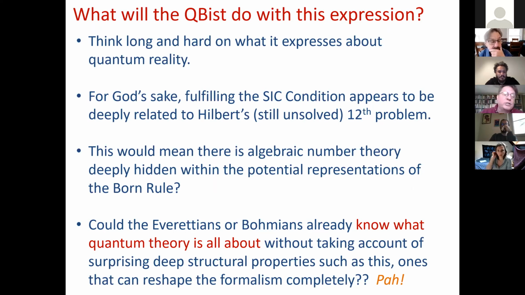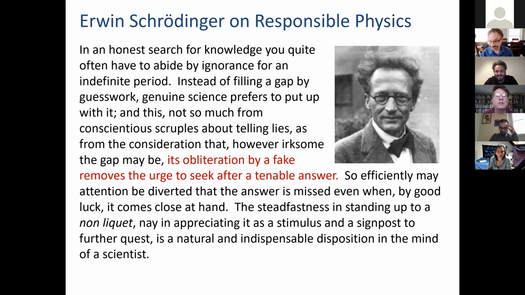And now I want to ask this question. Could the Everettians or Bohmians already know what quantum theory is all about? Could they really know what quantum theory is all about without taking account of surprising deep structural properties such as this? Ones that can reshape the formalism completely, ones that can take complex numbers out of the story and leave only expressions about how to combine probabilities. You see my answer, pa. Apparently it's a real word, I looked it up.